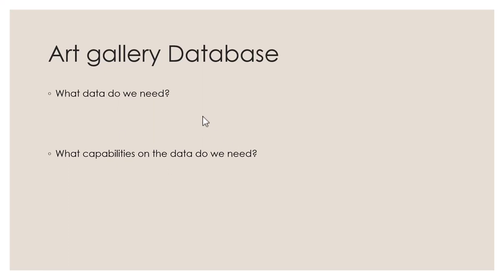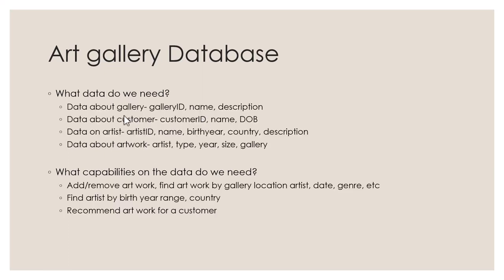Okay, let's talk about the data first. So we have data about the gallery, which has gallery ID, name, description, maybe possibly the location of the gallery. Data about the customers or potential customers, we have their ID, name, date of birth, and data on the actual artwork, which should have artist, the type of art, the year, size, and which gallery it's located in.